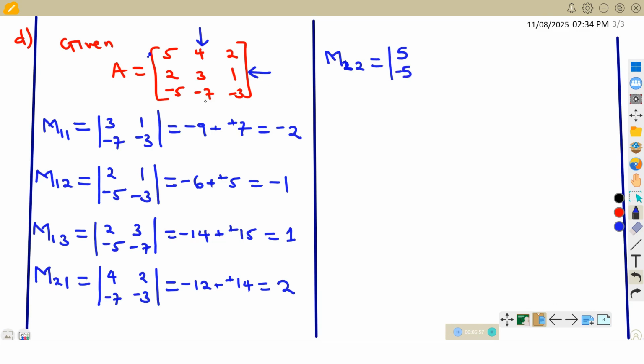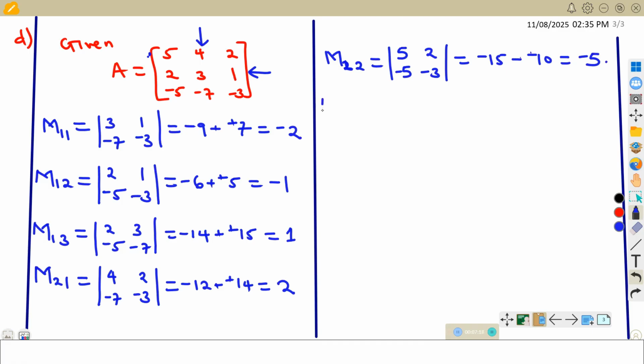You remain with a 2 and -3. Get the determinant of this. This will be -15 minus -10, and this will give us -5.